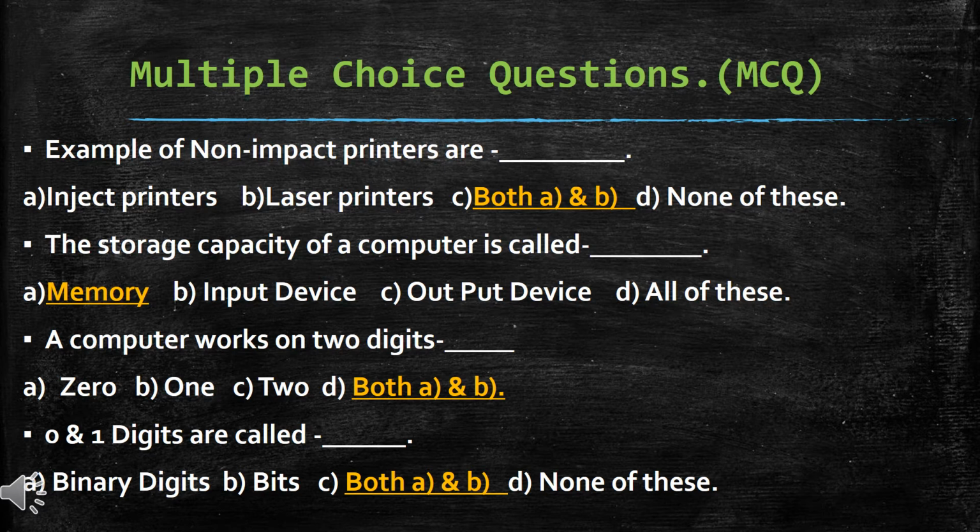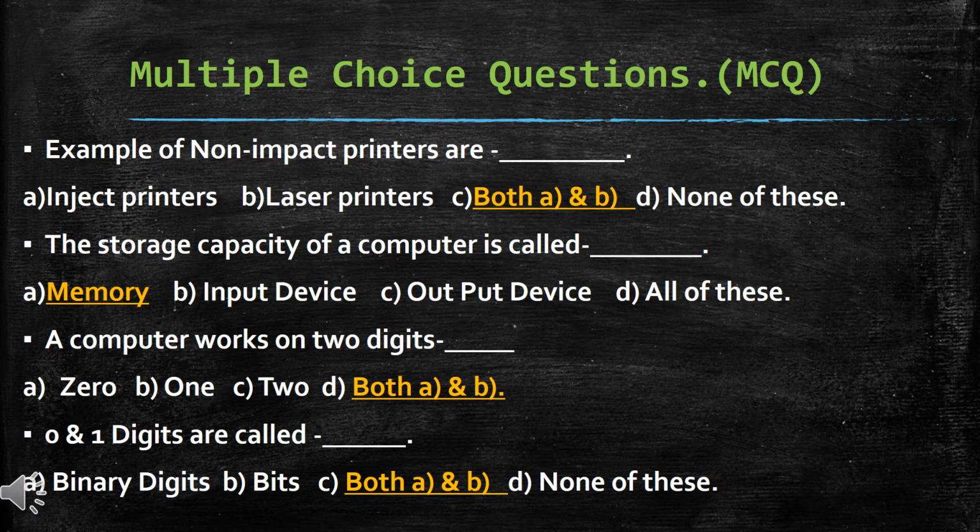The storage capacity of the computer is called dash. Memory, input device, output device, all of this. The answer is memory. A computer works on 2 digits. Options are 0, 1, 2, and the last option is both A and B. The answer is both A and B. Students, I told you first also that computer understands only 2 digits, that is 0 and 1. So it works on only 2 digits, that is 0 and 1.